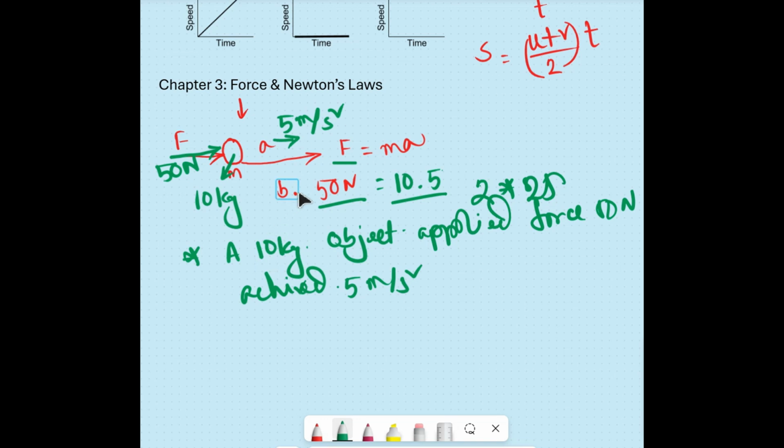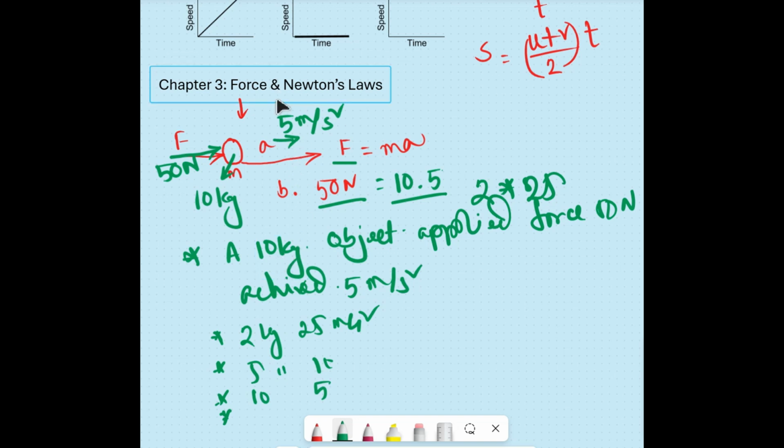So there might be some MCQ also asked, or say there is a question what is 50 Newton, and there will be 4 options. So one option is 2 kgs, 25 meter per second square, the acceleration. Here maybe 5 kgs, and of course here 10 meter per second square, or maybe 10 and maybe 5, etc. So this type of question might be asked within chapter 3.